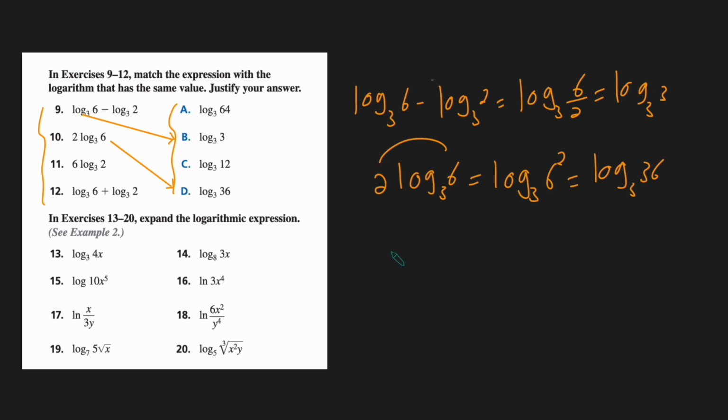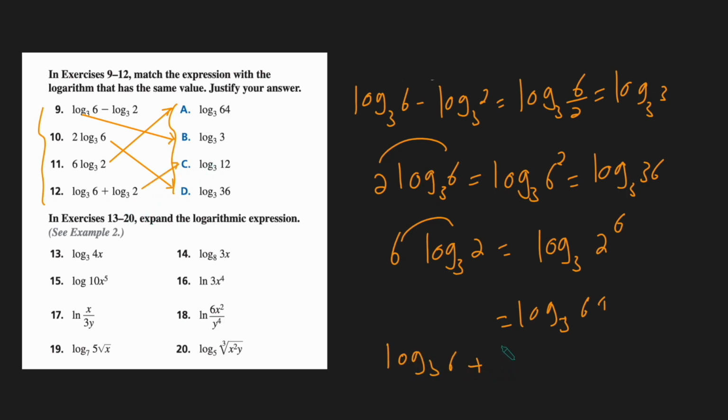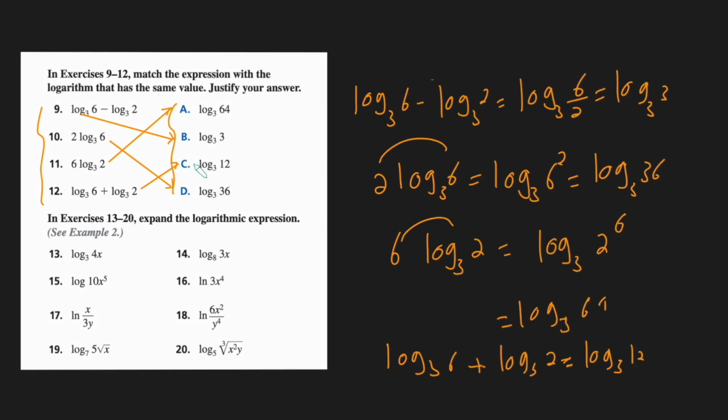Number 11, I have 6 log base 3 of 2. I do the same thing. Use the power rule, and that becomes log base 3 of 2 to the 6, equivalent to log base 3 of 64. This one will be here. Log base 3 of 6 plus log base 3 of 2. So we could convert the addition to a product. So this becomes log base 3 of 6 times 2, which is 12, which is the last one.